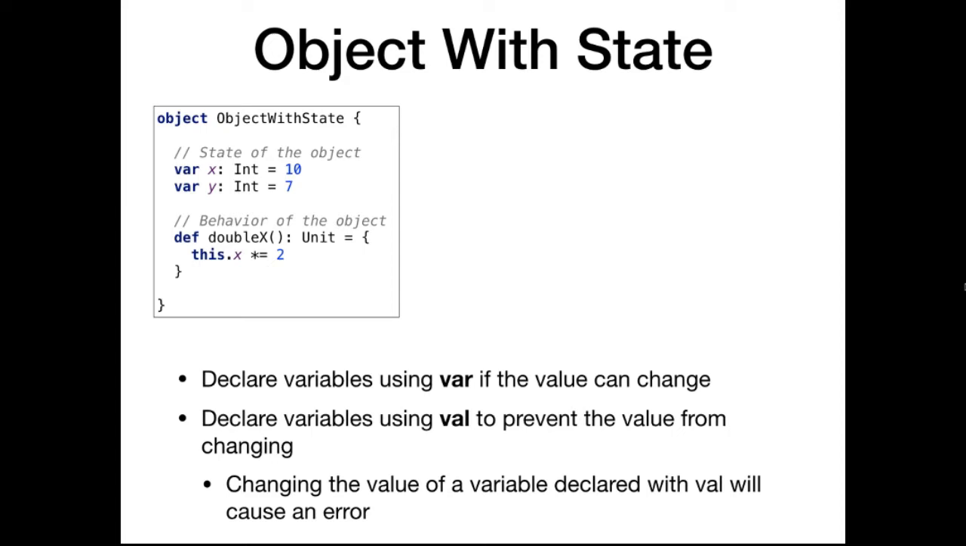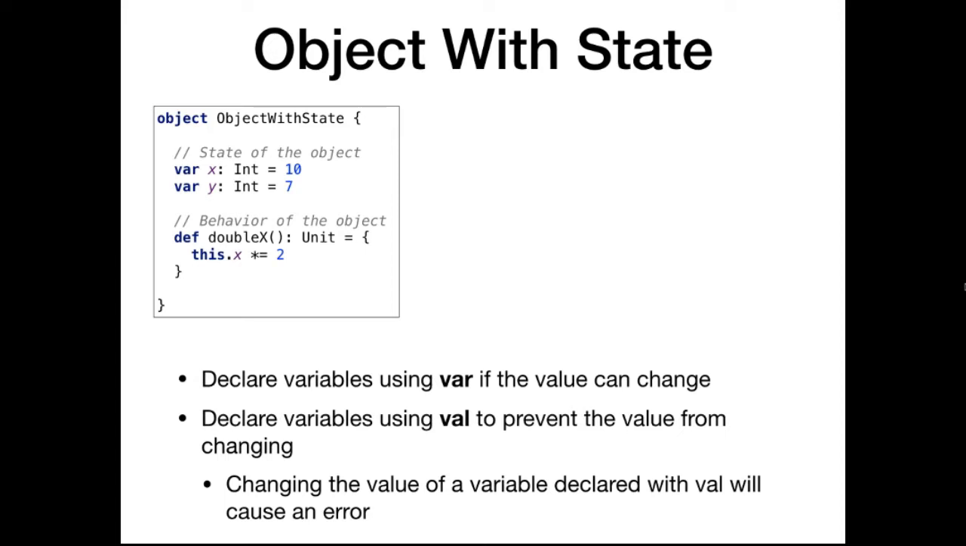Worth repeating, but I've said this before: if we declare a variable a var, that means the value can change, so x and y. These can change along with the object. This internal state of this object can change. And val means that it cannot change.